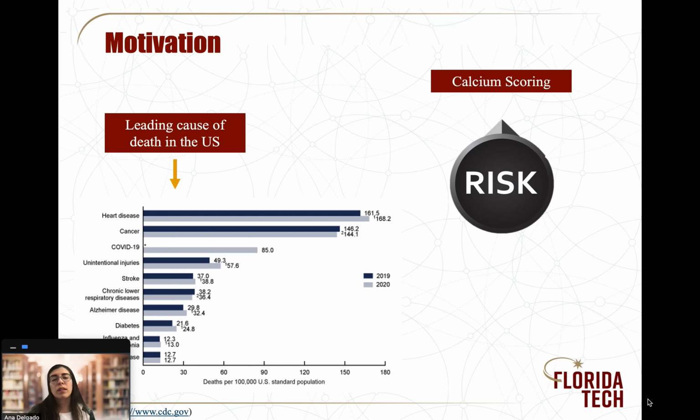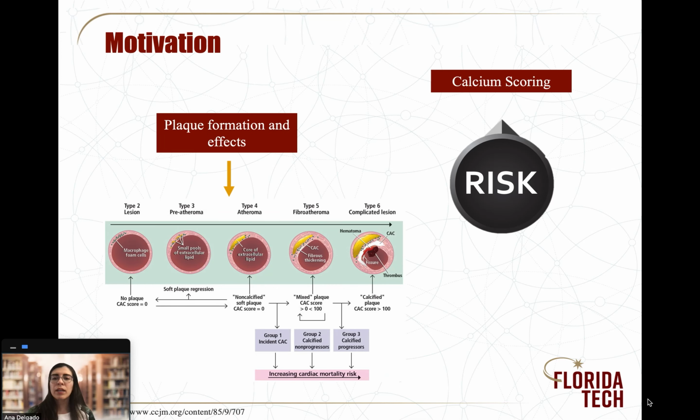Before, we used to think that these diseases were degenerative and due to aging, but now we know that it could be the complication of several others like diabetes, hypertension, obesity, and so on. Here we can note the plaque formation and the effects.